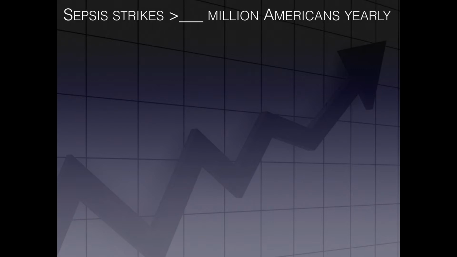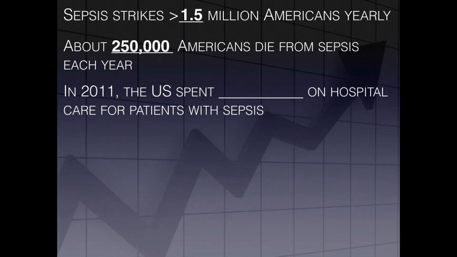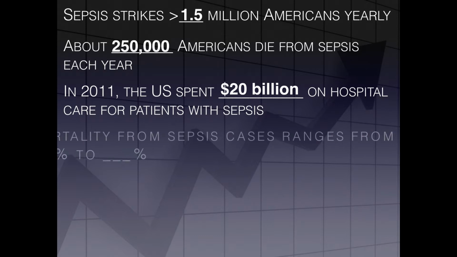First of all, this is audience participation, so feel free. Sepsis, how many millions do you think it might strike a year? Any takers? 1.5 million. You guys have the notes, so you can cheat. So 1.5 million per year, and out of that, about 250,000 die from sepsis. In 2011, we spent about $20 billion on sepsis care, which is a big cost.